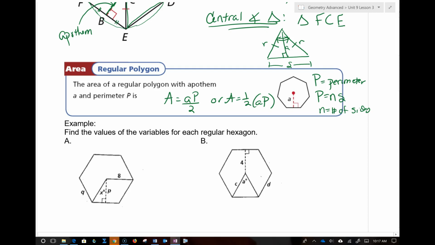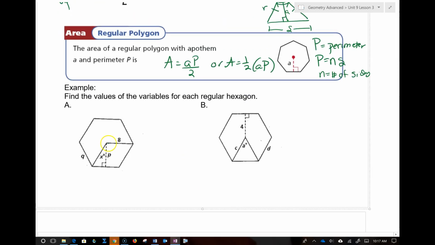It says, find the values of the variables for each regular hexagon. Hexagons are the most common regular polygon you're going to use this formula for. And it's very important for the next chapter and the chapter after that. Okay, so make sure we know how to work with things. But when we do this, I'm going to put in everything I know. And the most important thing you need to know is basically your central angle triangle.